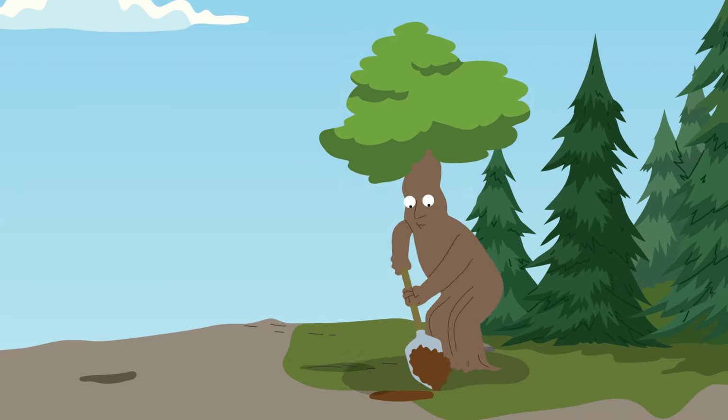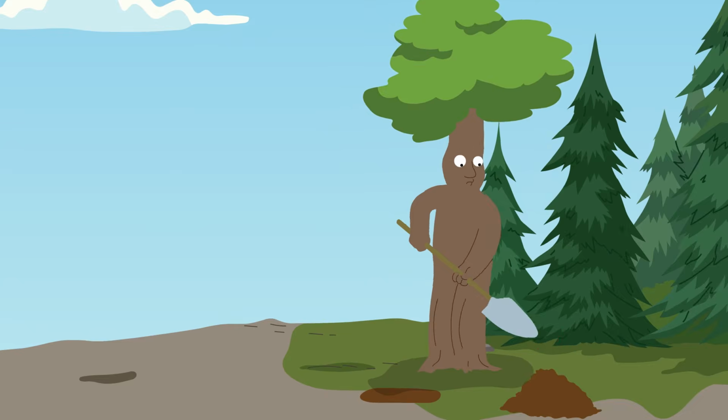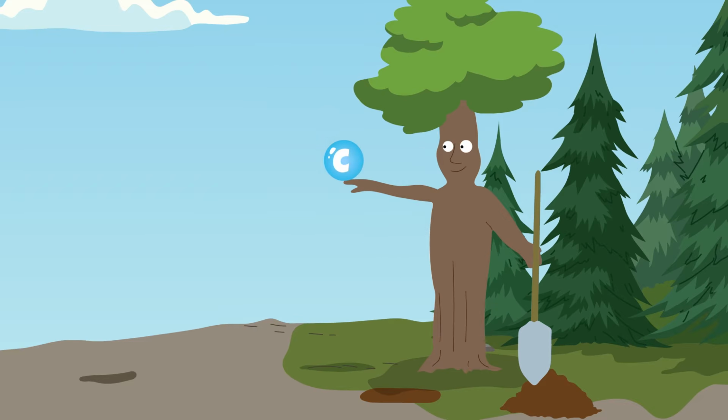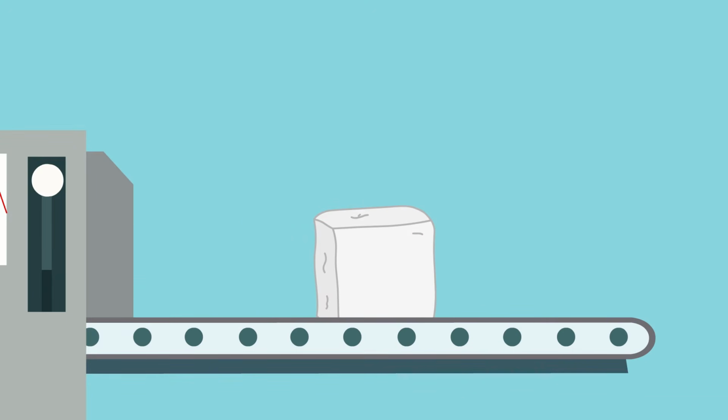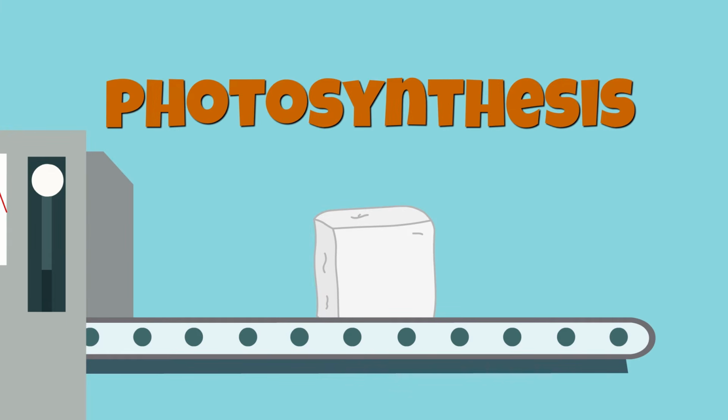The easiest way for plants to get their carbon isn't from the soil, but rather from the carbon dioxide in the air. Plants have an elaborate process to convert that carbon dioxide into a usable food source that we all know: sugar. This critical process is called photosynthesis.